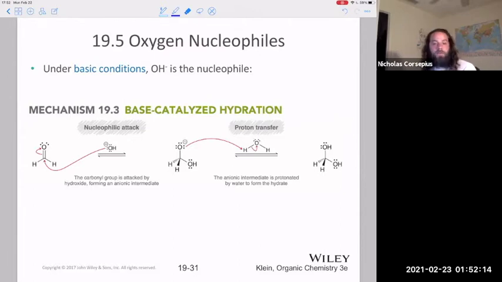I can do that. Water, in this case, will be my acid. It will serve as my acid or my source of proton. Okay, so this is the base catalyzed hydrate formation. Again, notice that I don't have any positively charged intermediates here.